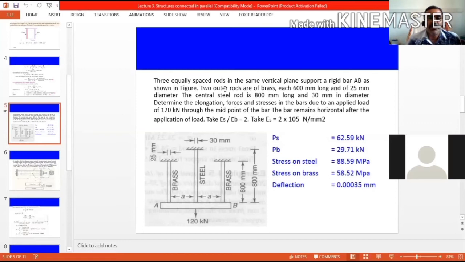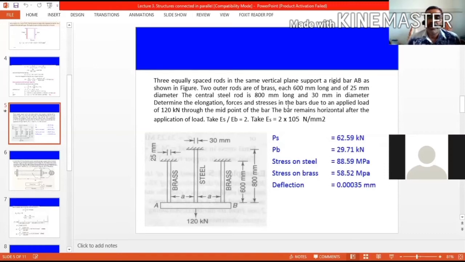See, three equally spaced rods in the same vertical plane support a rigid bar AB as shown in the figure. This is a rigid bar AB. Two outer rods are of brass, each 600 mm long and 25 mm diameter. The central steel rod is 800 mm long and 30 millimeter in diameter. Determine the elongation, force, stresses. Same like the previous problem, but you have to form the relation properly.